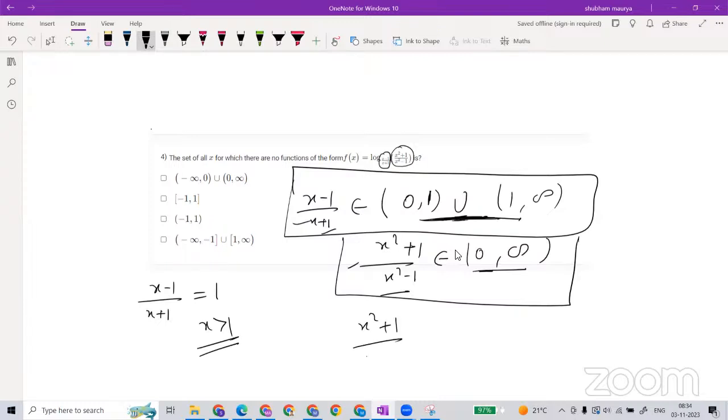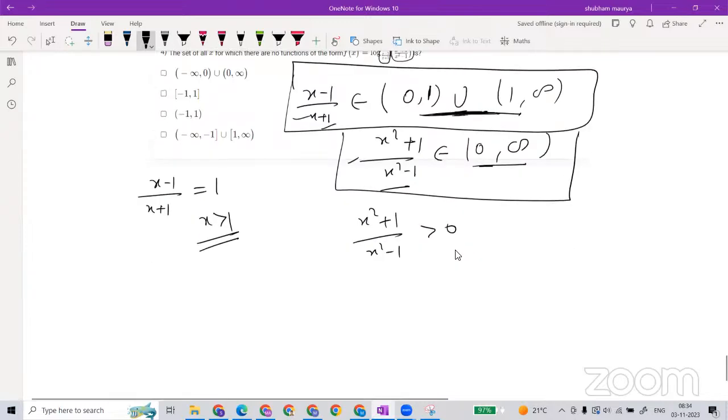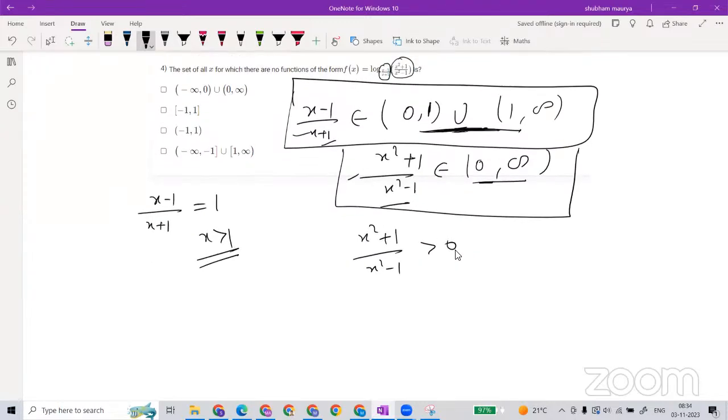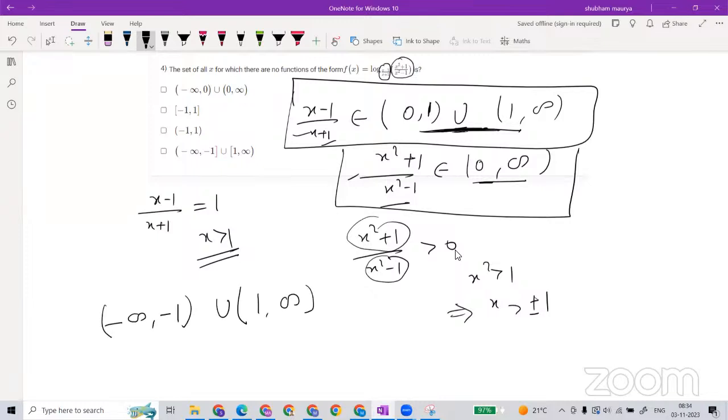Now let's talk about the other one. This should be positive. This is always positive, but because of this one there is an issue. So this case is positive when x square is greater than 1, that is, x is greater than plus or minus 1. So the interval is now decided: minus infinity to minus 1, union 1 to infinity.